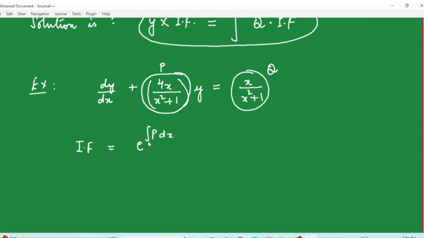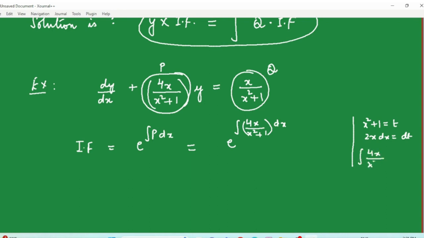So the procedure says that you just take p, integrate it and raise it to the power e. So what will be e to power integral p dx? It will be e to power integral of 4x upon x square plus 1 with respect to x. You need to integrate it. Now how do we integrate it? We can just put x square plus 1 as t, 2x dx turns out to be dt. So we can see that this integral which we need to calculate is actually 2 times dt upon t, which can be written as 2 log t, but t was x square plus 1.